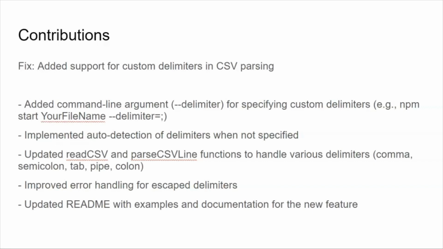To do this, we updated the read CSV and the parse CSV line functions that were in the code previously to handle various delimiters. The delimiters that we added were comma, semicolon, tab, pipe, and colon. We also improved error handling for escape delimiters, as that was causing a few issues in our testing. And then lastly, we just updated the README with examples and documentation for the new feature.